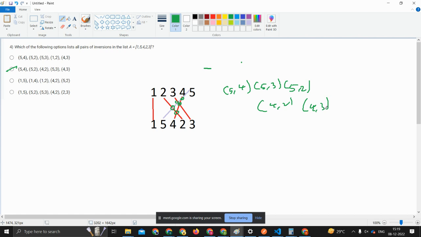Subramanian, are you okay with this? Kuma? Subramanian, any doubt on this?